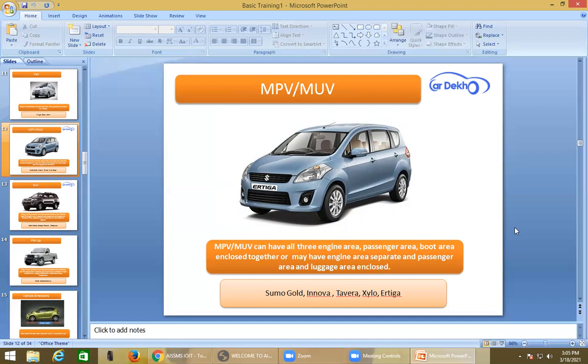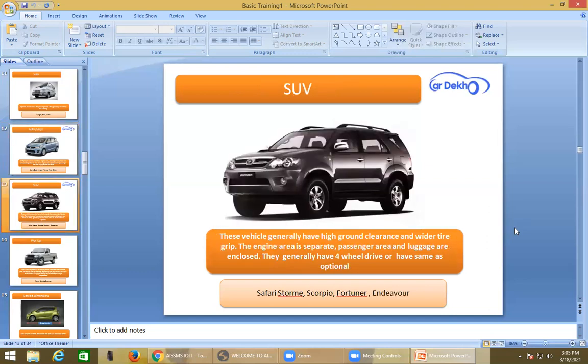Examples of such vehicles, that is multi-purpose vehicles, are the Sumo Gold, Innova, Tavera, Xylo, and the Ertiga. The picture is showing the Ertiga vehicle, the manufacturer is Maruti Suzuki.